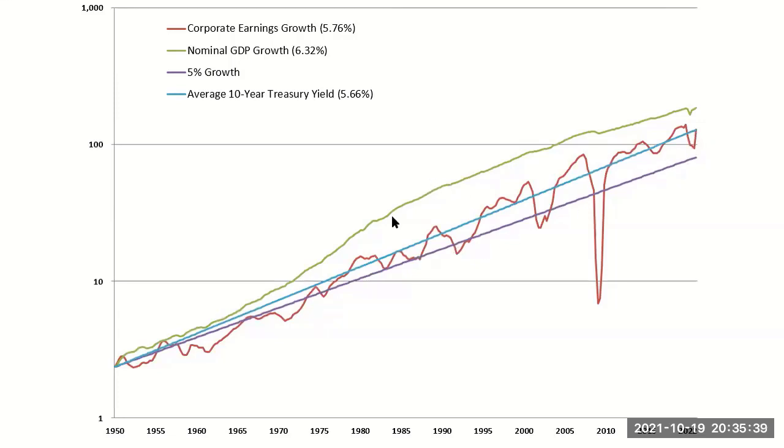So what I'm going to argue is let's use economic growth as our growth for earnings. And it's going to be maybe a little bit aggressive. Why aren't they the same? Well, they're not the same mainly because this red line is not the stock market. It's only the S&P 500.